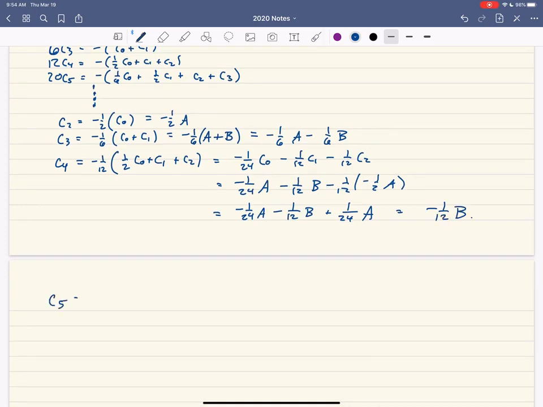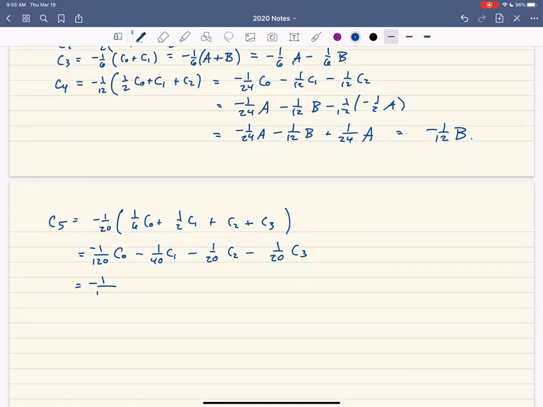And then finally one more, C5. So going back up to our formula here, C5 is going to be negative 1/20 times the quantity 1/6 C naught plus 1/2 C1 plus C2 plus C3. Yeah, we don't need C4. Okay, we just need up to C3. So that means that we're looking at negative 1/120 C naught minus 1/40 C1 minus 1/20 C2 minus 1/20 C3.